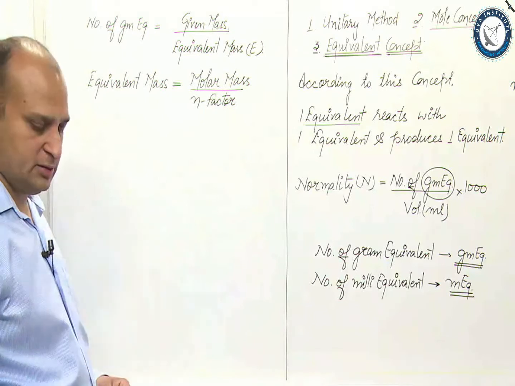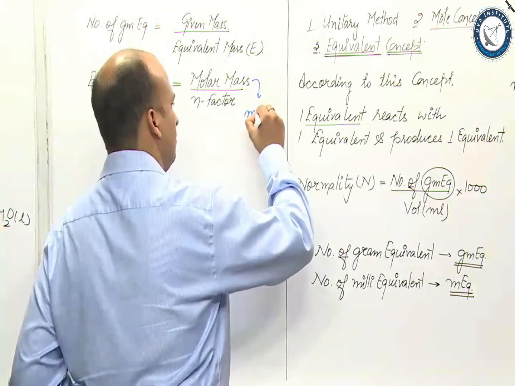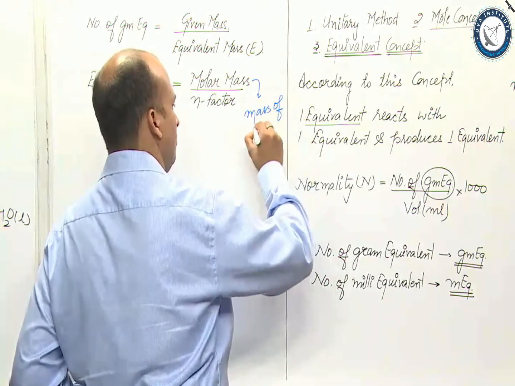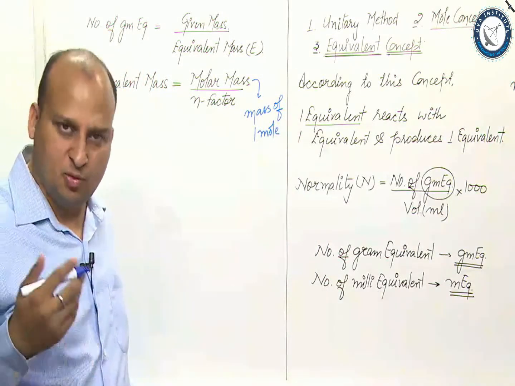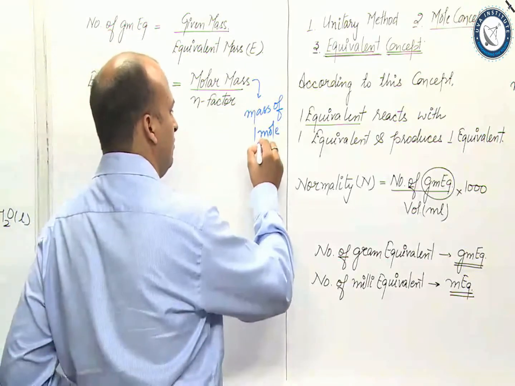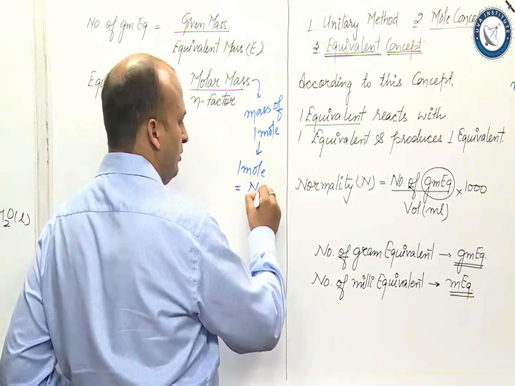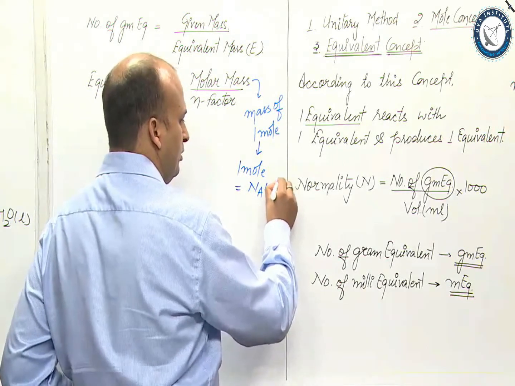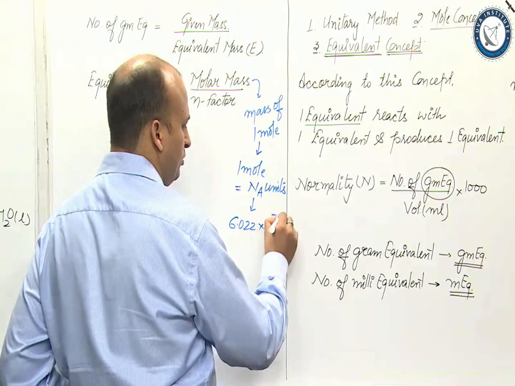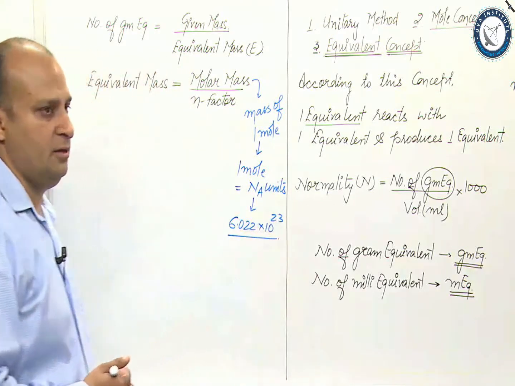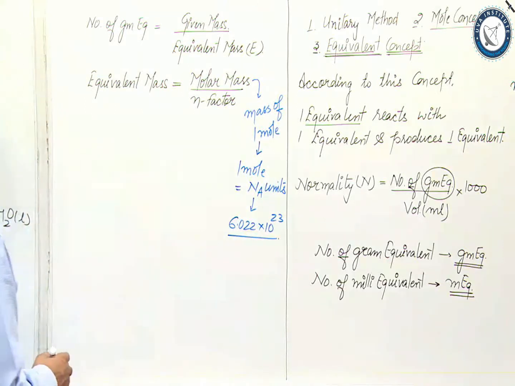What is molar mass? Molar mass is the mass of 1 mole of any substance. Now, if anybody is very new to the class and says, sir, I don't even know what 1 mole is, then 1 mole is equal to Avogadro's number, Na units. And what is Na? 6.022 into 10 raised to the power 23. Okay.